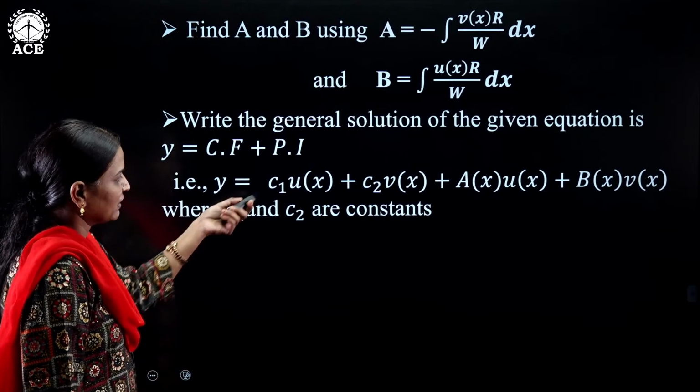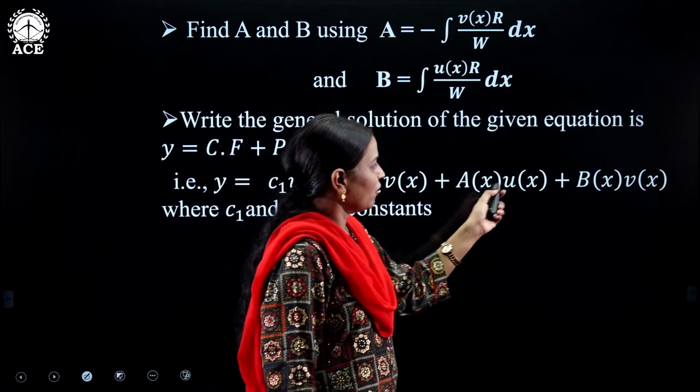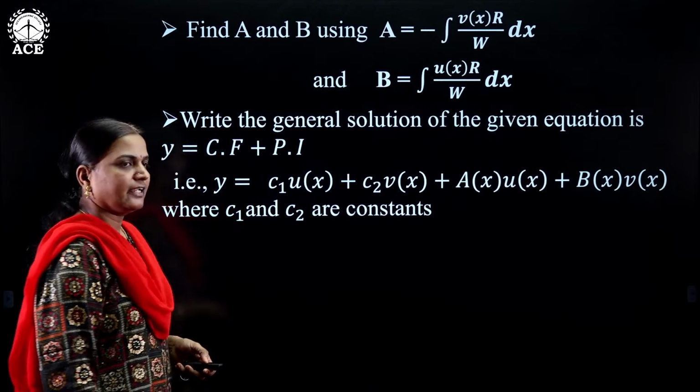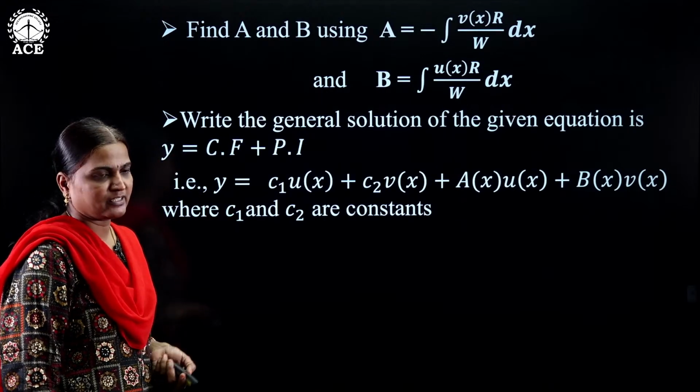So what is the complementary function? C1 into u of x plus C2 into v of x, and the particular integral is A of x into u of x plus B of x into v of x, which gives the required general solution of the given second order linear differential equation.